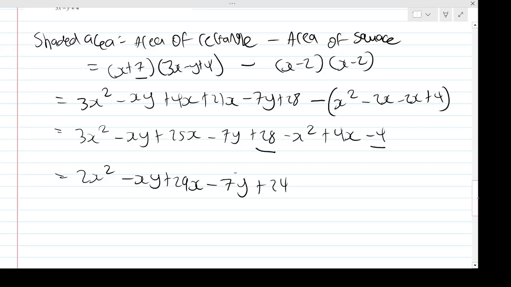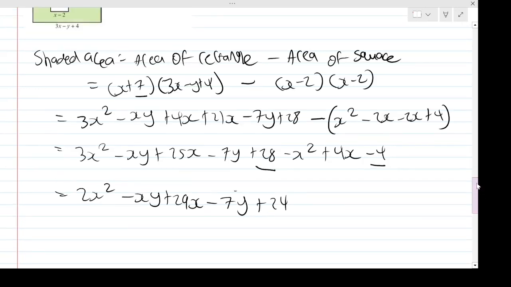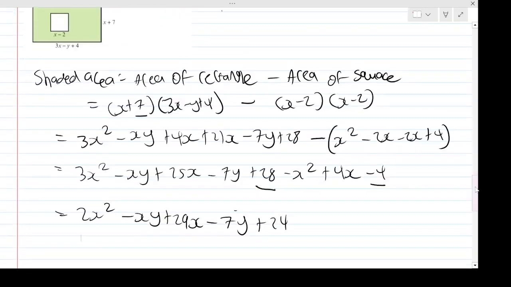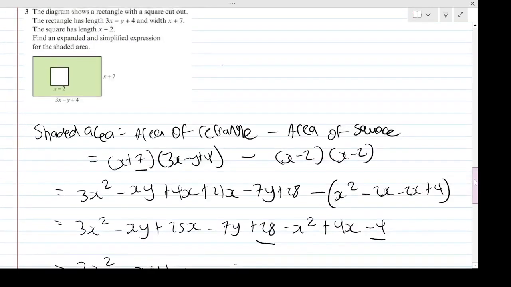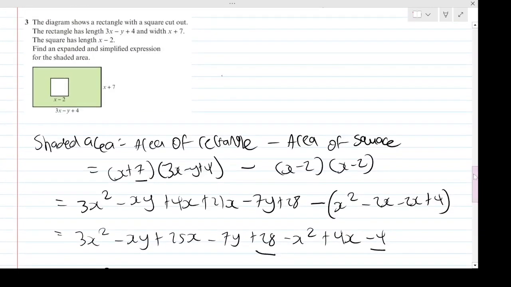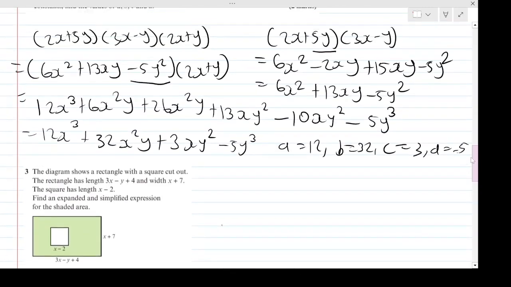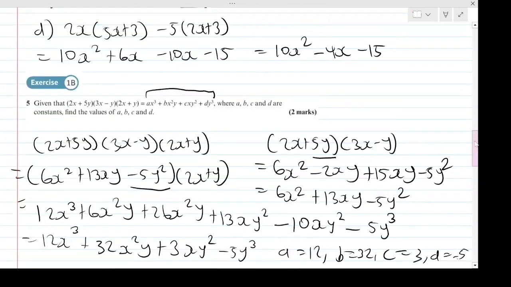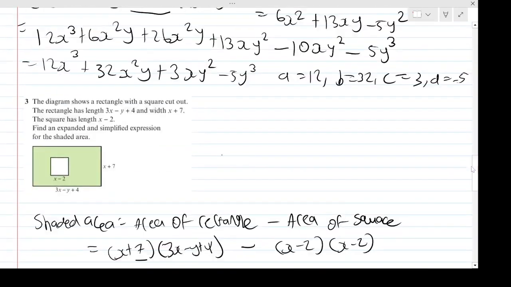Okay, and there's nothing more we can simplify. All these terms are different to each other. So that's simplified, and that is your fully simplified expression for the area. So that's more of an application question of where we can use expanded brackets to solve something. Now, you won't really be asked in exams to expand something by itself. It's a skill that you'll need to consistently use and put into practice throughout the course.